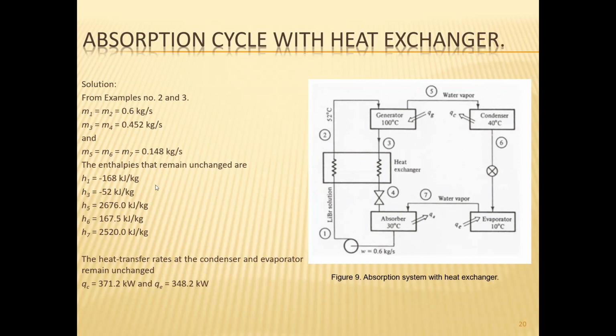H1 is negative 168 kJ per kilogram. H3 is negative 52 kJ per kilogram. H5 is 2676 kJ per kilogram. H6 is 167.5 kJ per kilogram. H7 is 2520 kJ per kilogram. Now, the heat transfer rates at the condenser and evaporator remain unchanged. So, QC is 371.2 kilowatts and QE is 348.2 kilowatts. They are not new. Only these will change, because heat is reduced. This will be reduced, this will be reduced.